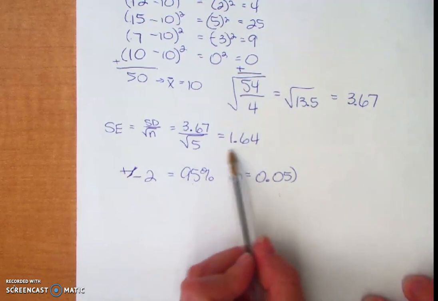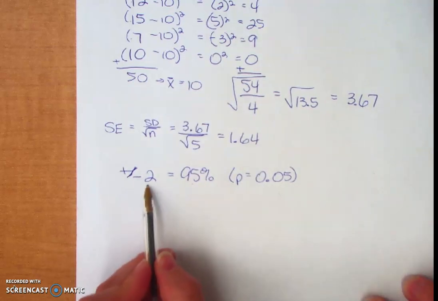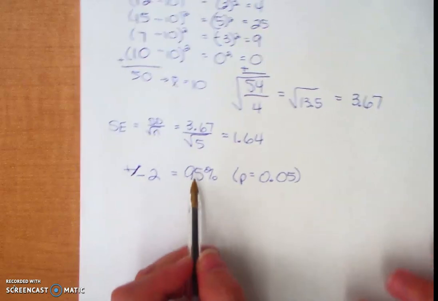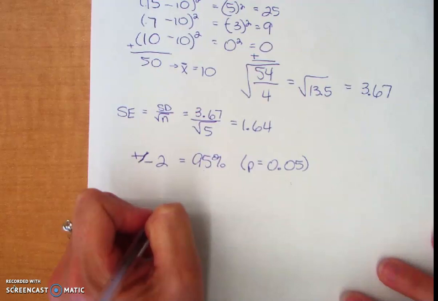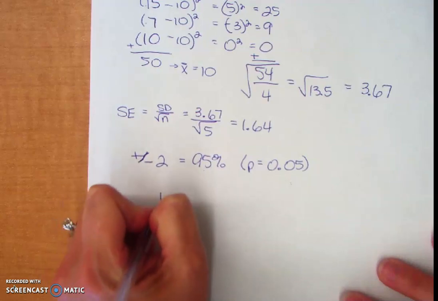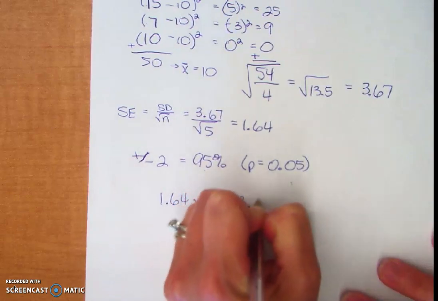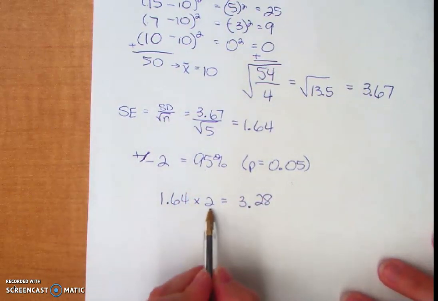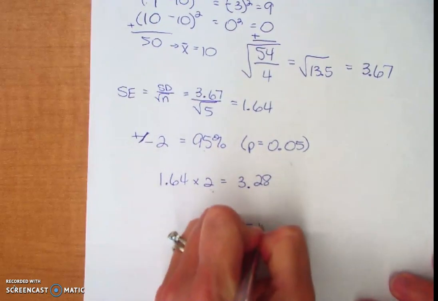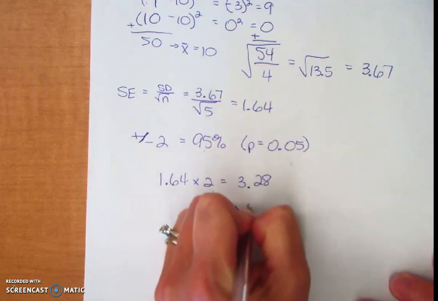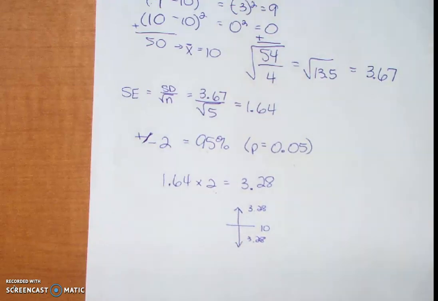Well, I have a standard error of 1.64. That's one standard error. I'm going to need 2 standard errors in order to get me to this 95% confidence. So I'm not going to round this time. I'm going to be a good science person. I'm going to do what I'm supposed to do, not round. Times 2 is 3.28. Okay, so that's going to be 2 standard errors. So when I'm graphing this, I'm going to graph my mean of 10, and I'm going to go up 3.28, and I'm going to go down 3.28, okay?